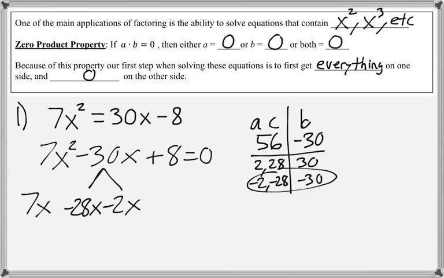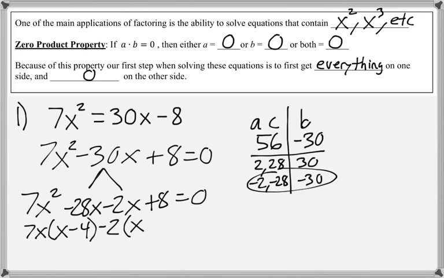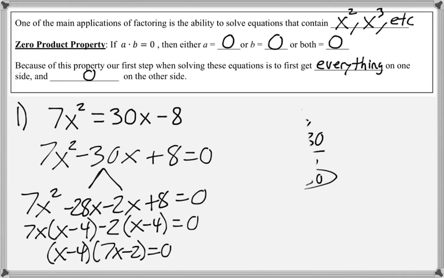So then I want to bring down my 7x squared and my plus 8, and then I want to continue factor by grouping, so I can take out a 7x, leaving me with x minus 4. I can take out a negative 2, leaving me with x minus 4. And if I complete the factor by grouping, then this is what I get. Okay, I'm going to copy that up here.